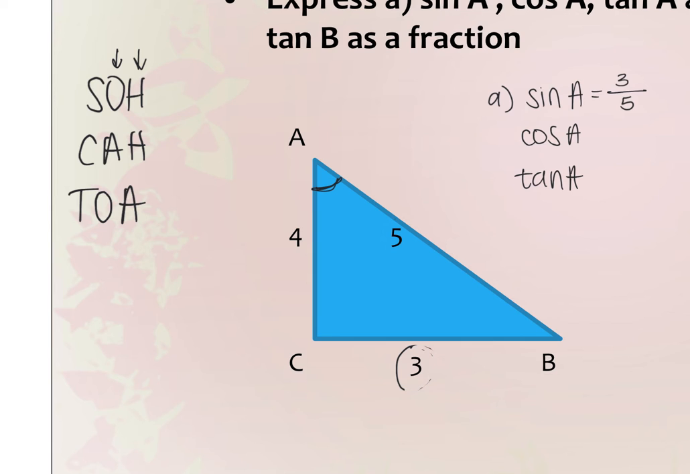Let's find the cosine of A, okay? In cosine, we're looking at CAH, for CA, so we're here. We need to find the adjacent leg. Good, it's 4 over the hypotenuse, excellent, which is 5.